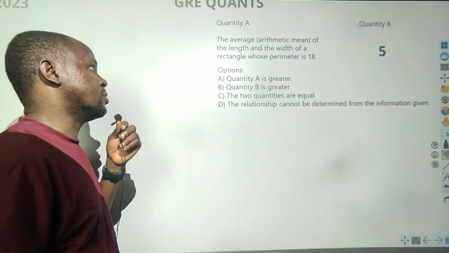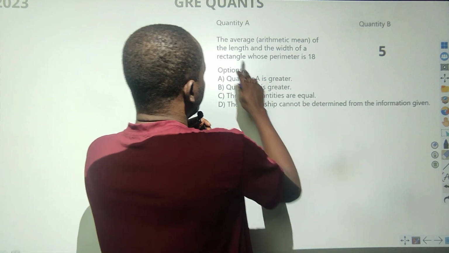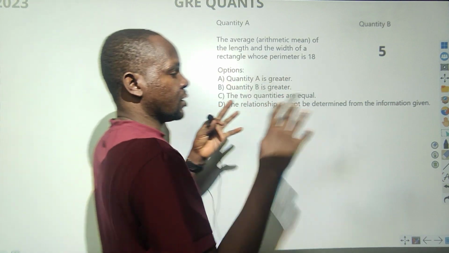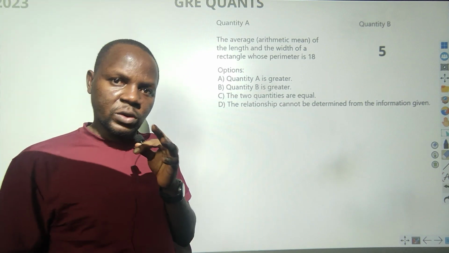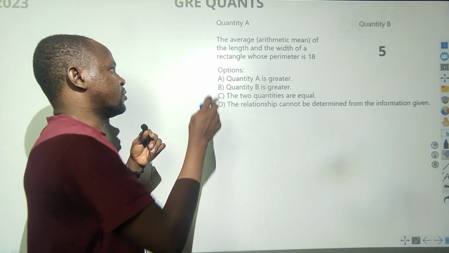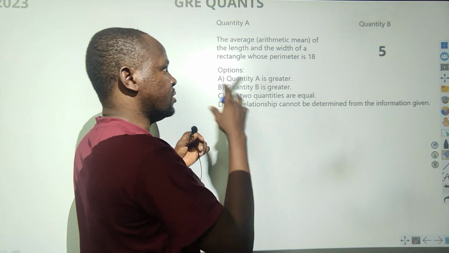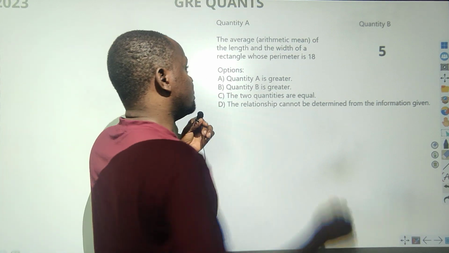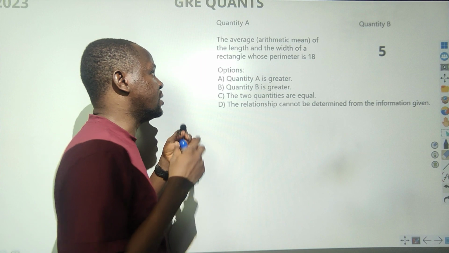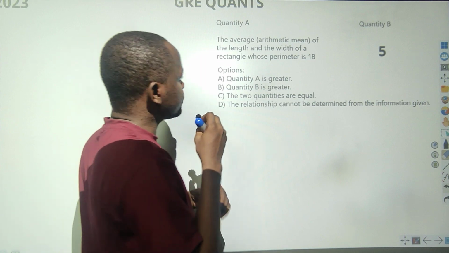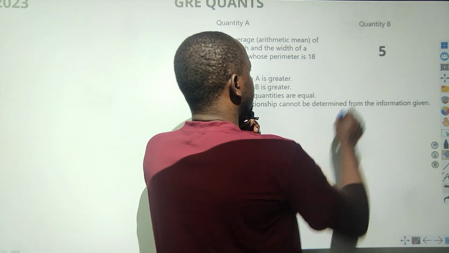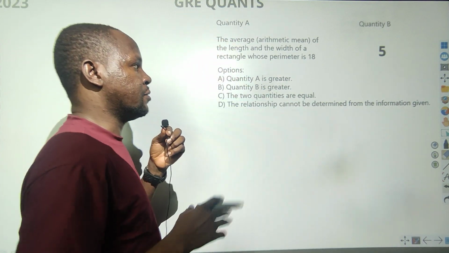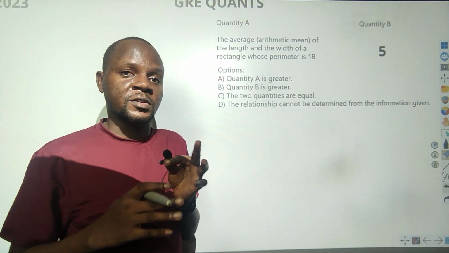Now for the first question, we have two quantities. This is a quantity comparison question, which you are definitely going to see. The first quantity says the average, which is also called the arithmetic mean, of the length and the width of a rectangle whose perimeter is 18. Then the second quantity is 5. So you want to do a comparison of the quantities.